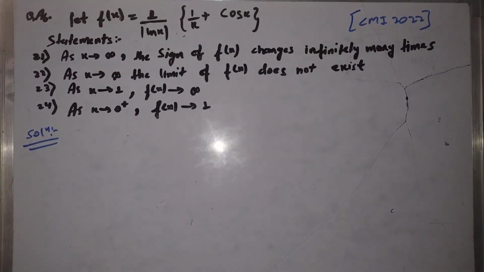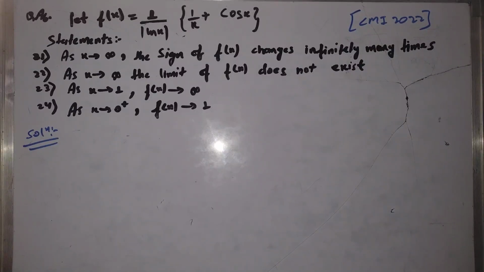In this video we are going to solve a problem that was asked in CMI 2022. This is problem number A6, and it says that a function f(x) is defined as 1 upon modulus of ln x into 1 upon x plus cosine of x. Then we have to state whether these statements are true or false. So let's talk about statement 21.